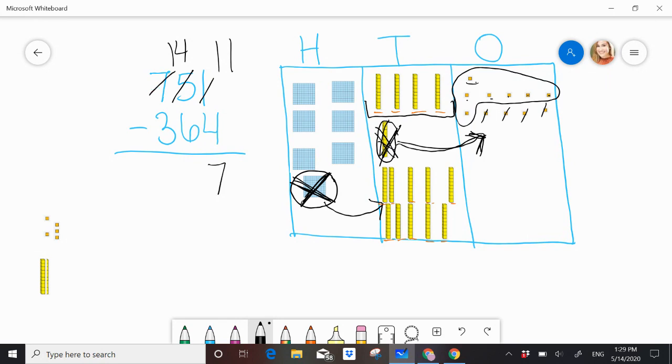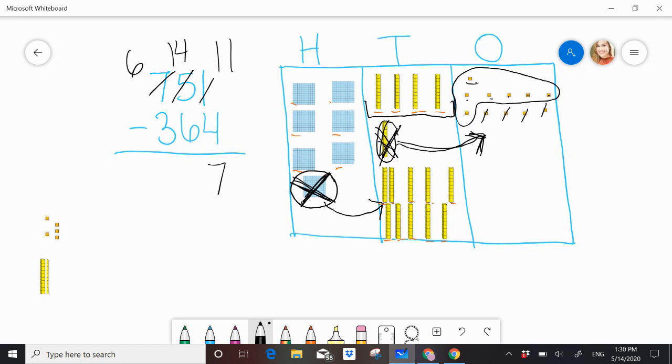I don't have 7 hundreds anymore. How many hundreds do I have? Let's count it up using orange. 1, 2, 3, 4, 5, 6. Right, I have 6 because I gave one group of 100 over to the tens place. That makes sense. So I'm 1 less in the hundreds. So let's make our model look like that.